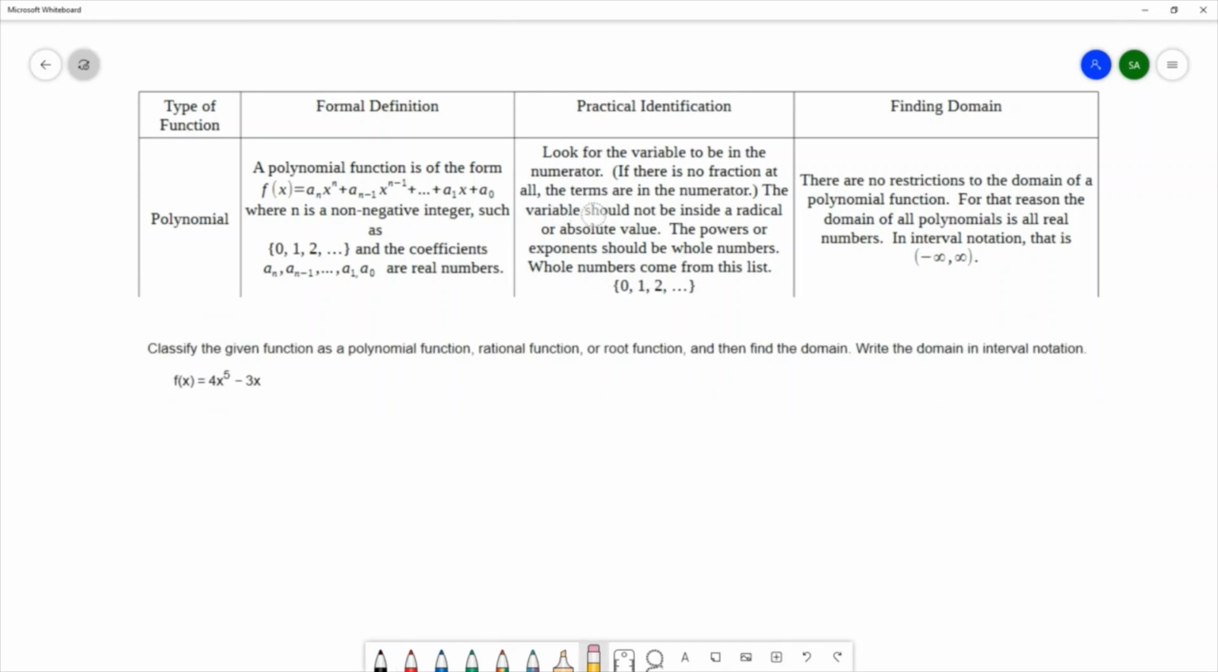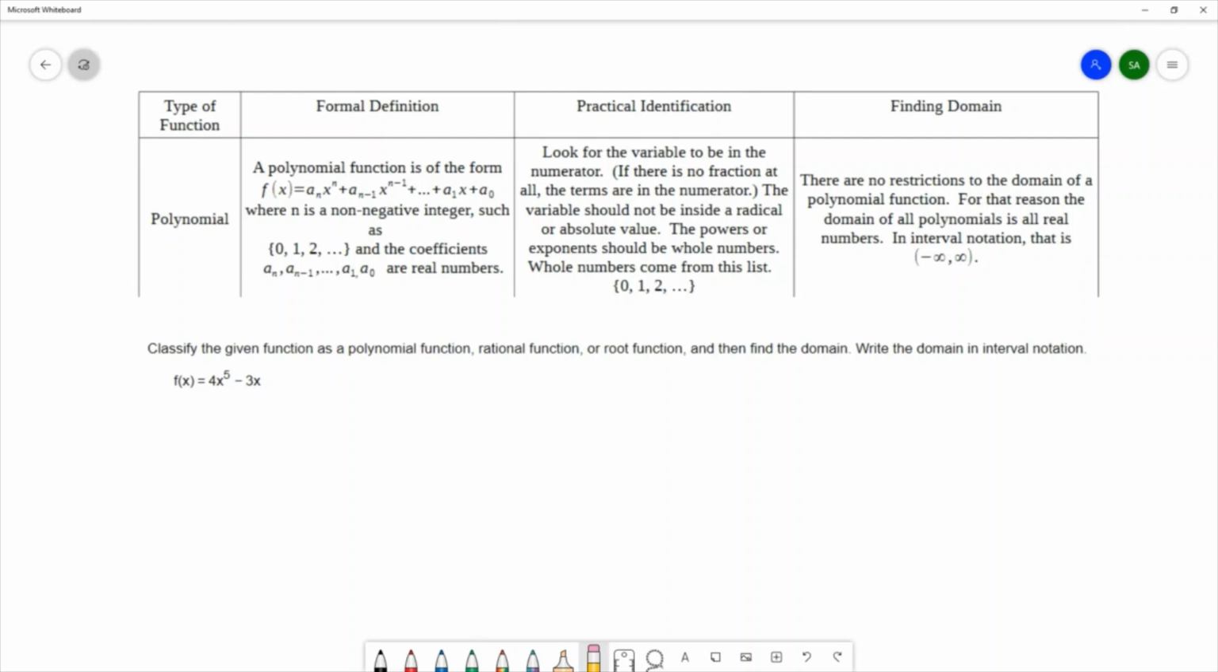The variable should not be inside a radical or absolute value, and the powers should be whole numbers. Whole numbers are our counting numbers here: 0, 1, 2, and so on. So if we look at our example, on our variable x to the 5th, 5 is a non-negative integer, or a whole number. And on the other term, x with no power, we assume that power to be a 1. And that is also on this list. So this is a polynomial function.